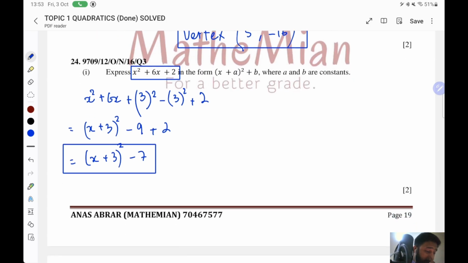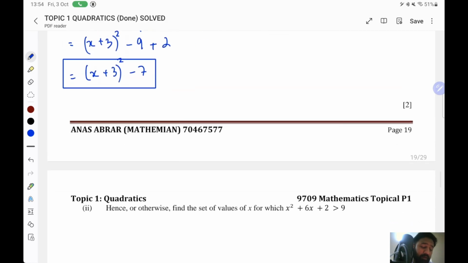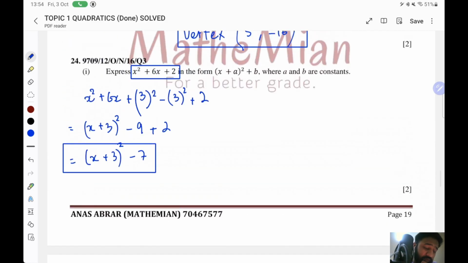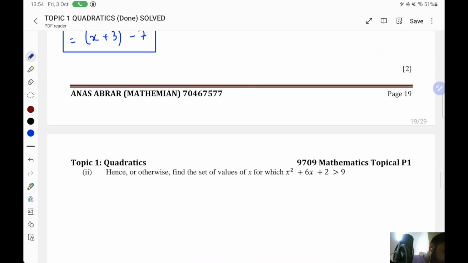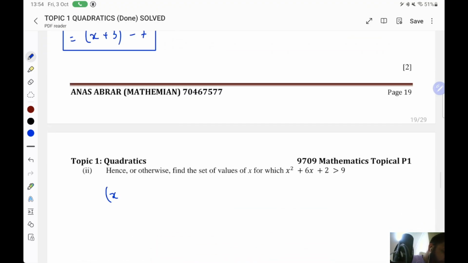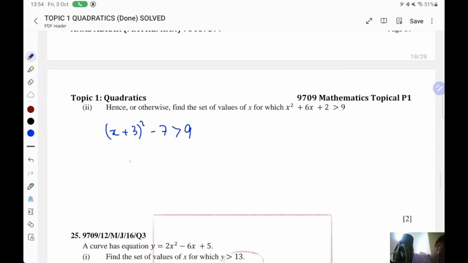Let's move to the next. Hence or otherwise, find the set of values for this. So let's use this solution, which is (x plus 3) whole square minus 7, and it has to be greater than 9. Let's simplify. It will become (x plus 3) whole square minus 16 greater than 0.